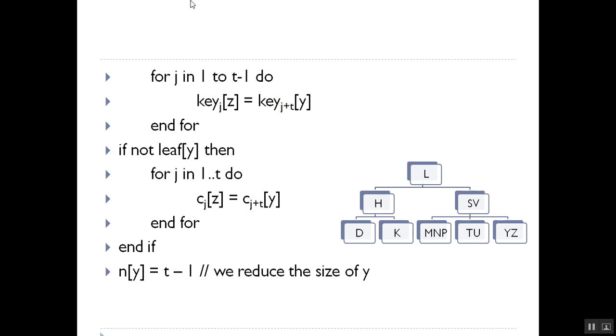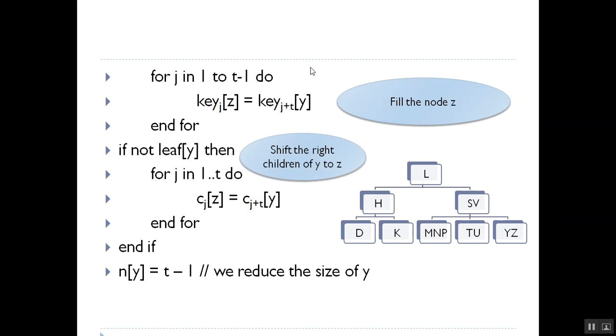So to resume, we filled in the node z and we filled in the children of y to z. Now since the node z is ready, we can reduce the size of y. And we have two nodes with t minus 1 keys each one. Now we finish it with the node itself and its children.